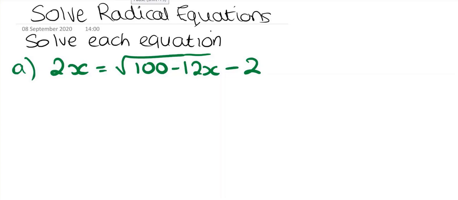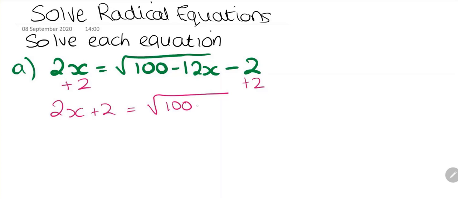Okay, so we're looking at solving radical equations, and we have to solve each equation. So the first question, we have A. We have to put the terms onto the same side, so we can leave the radical on its own. So I'm going to add 2 to both sides. So I'll have 2x plus 2, and then on the right side, it'll just be the root of 12x.